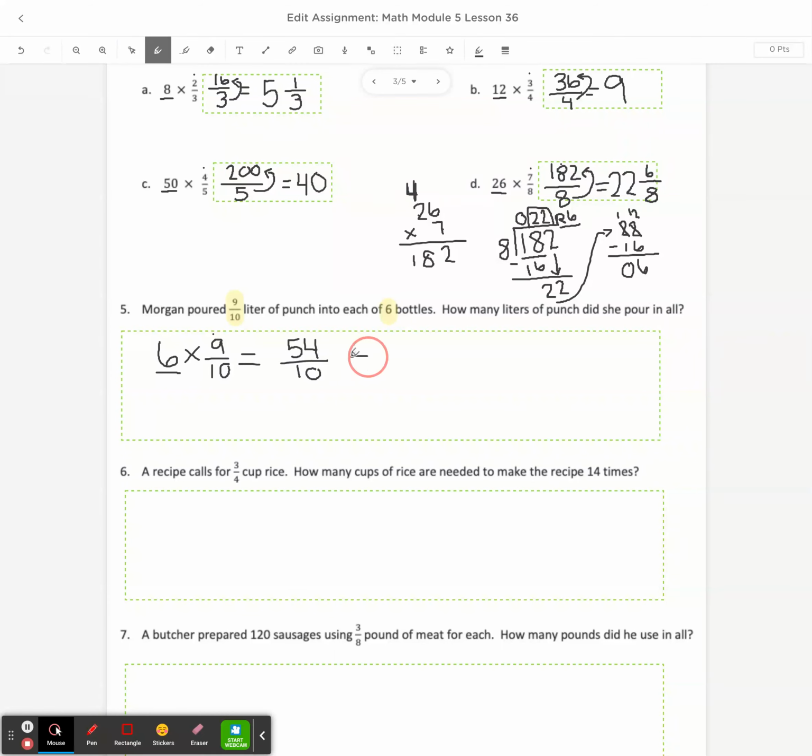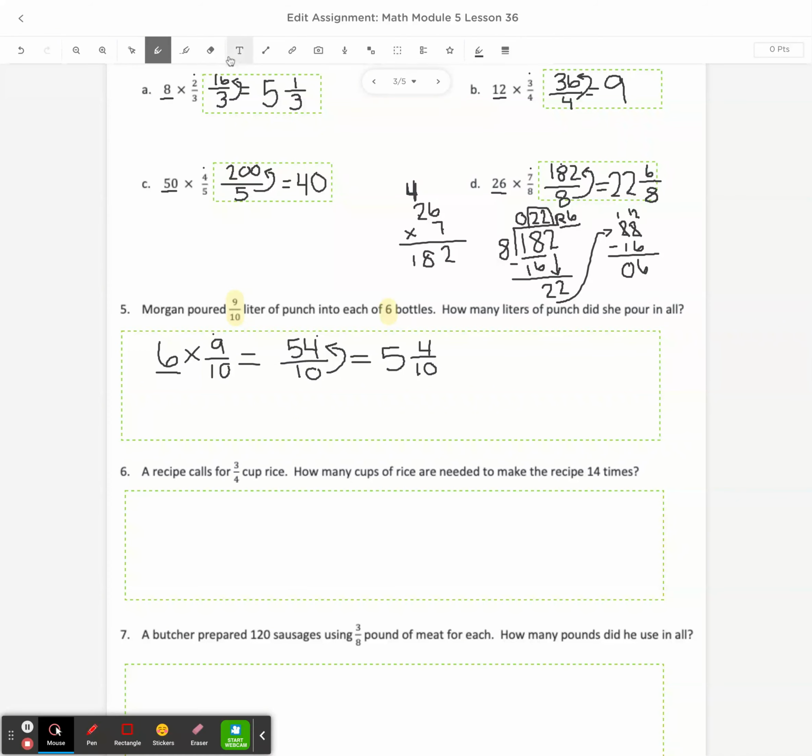So in order to write it as a mixed number, I'm going to figure out how many times my denominator goes into my numerator. 10, 20, 30, 40, 50. So if I skip count by tens 5 times, I get to 50. And if I count up by 4, I get to our old numerator of 54.